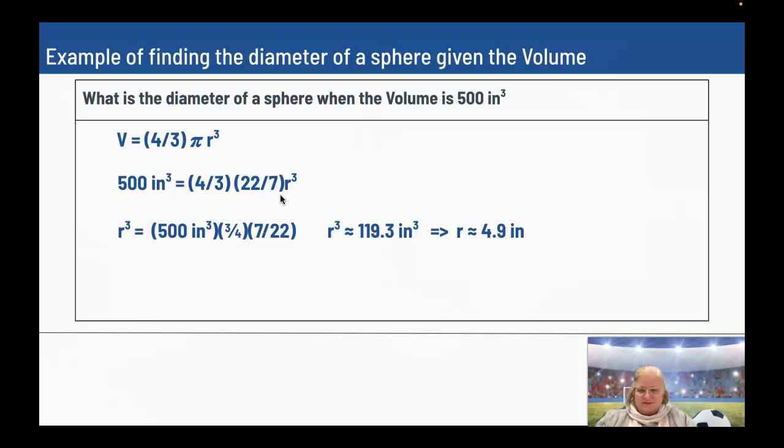So I end up with r cubed when I multiply 500 times 3 times 7 and then divide by 4 and divide by 22. I get 119.3 inches cubed. Then I take the cube root of that. Now, I don't do that by hand. I do that on a calculator. I use the cube root symbol, and that's 4.9 inches. So my radius is about 4.9 inches, and my diameter is what I'm looking for. My diameter is twice my radius, so it's 2 times 4.9 inches, which is about 9.8 inches.